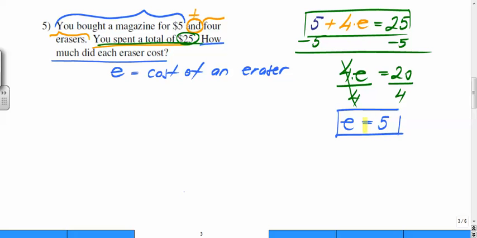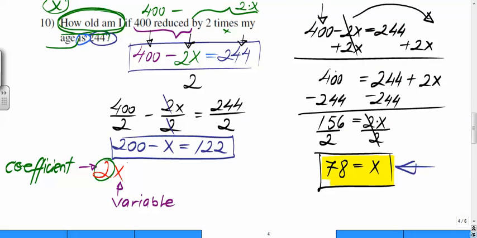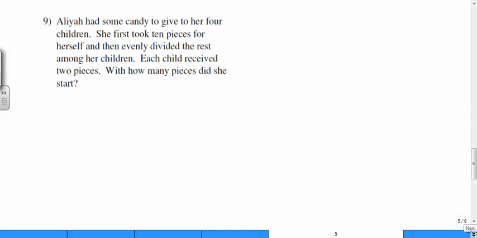But this is, you know, one way in which you can solve the problem. Obviously you can use a different variable for the cost of an eraser. It really doesn't matter as long as you're consistent and you're following all the steps. That's it. One more.